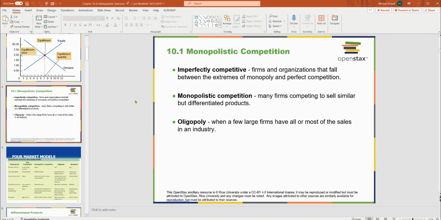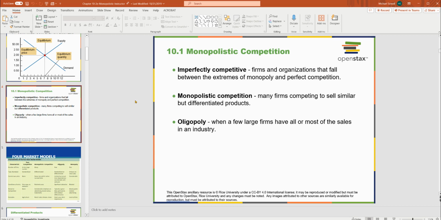This week, we're going to talk about a third type of market structure, which is actually the most prevalent out there. Two weeks ago, we talked about perfect competition, a largely theoretical model. Last week, we talked about monopoly, only one producer. This week, we're going to cover everything else. And that is known as imperfectly competitive markets, monopolistic competition.